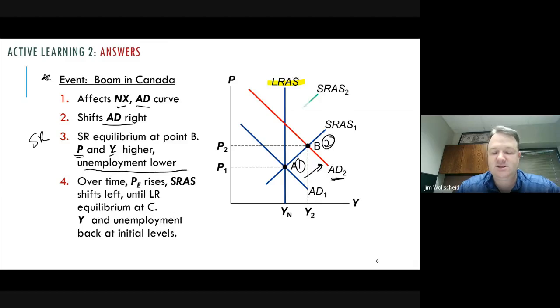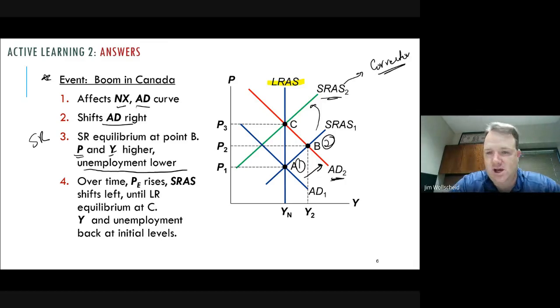So to get us from the short run back into the long run, short run aggregate supply is going to shift. Think of short run aggregate supply as our corrector. It's how we correct the economy without intervention. So if the government doesn't get involved, the short run aggregate supply will correct the economy.